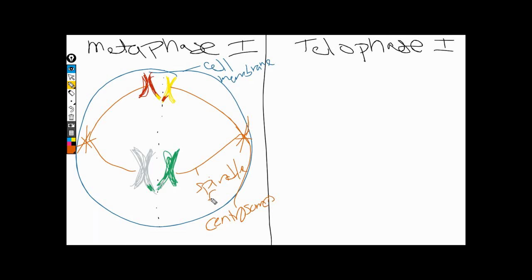Okay, so again, as we're thinking about metaphase 1, or anything in meiosis 1, the way we know we're in meiosis 1 is because we still have these homologous pairs, right? So anytime we see homologous pairs, we know we have to be in meiosis 1.